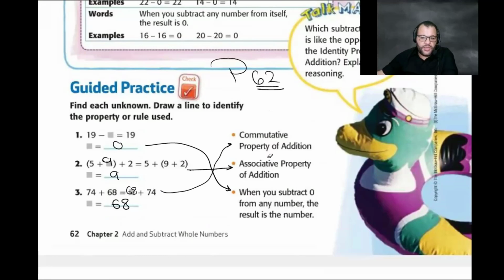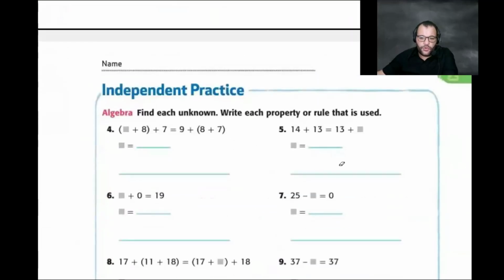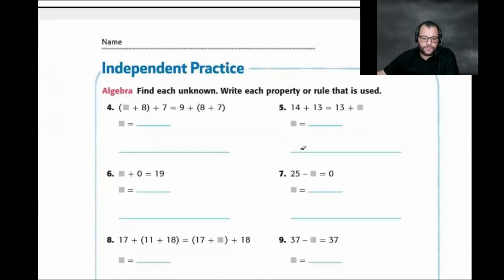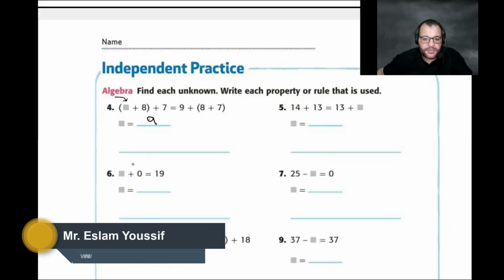Can you solve with me the next question? Question number 4. Number 4, how do we solve it? Mystery plus 8 plus 7 equals 9 plus 8 plus 7. So the space here, what is the number that I have to write here? 9. What is the name of this property?